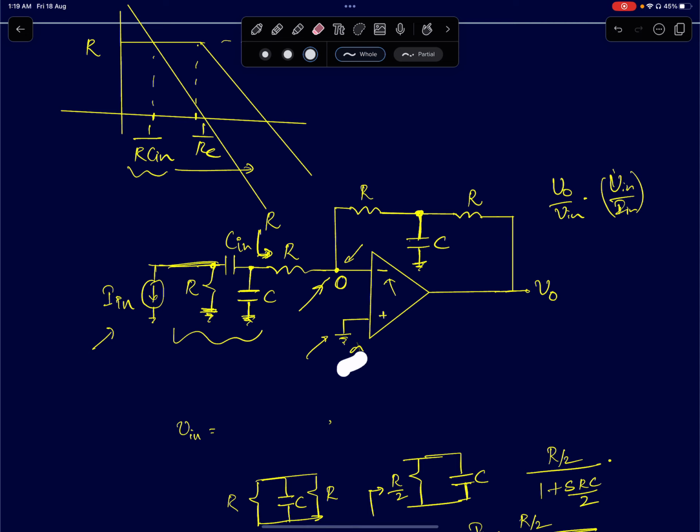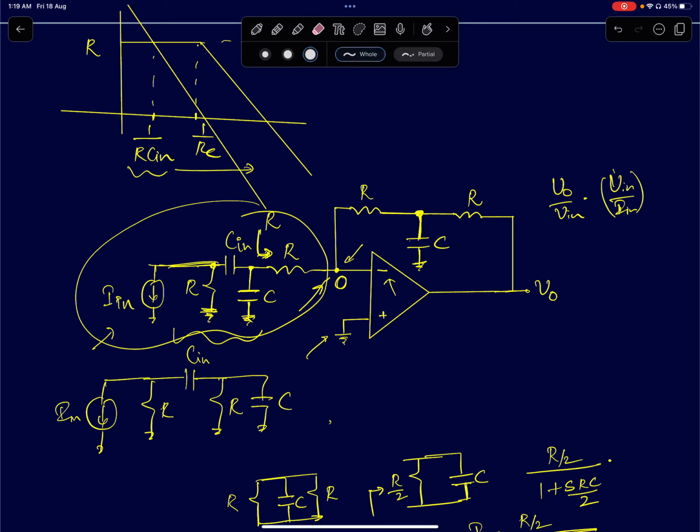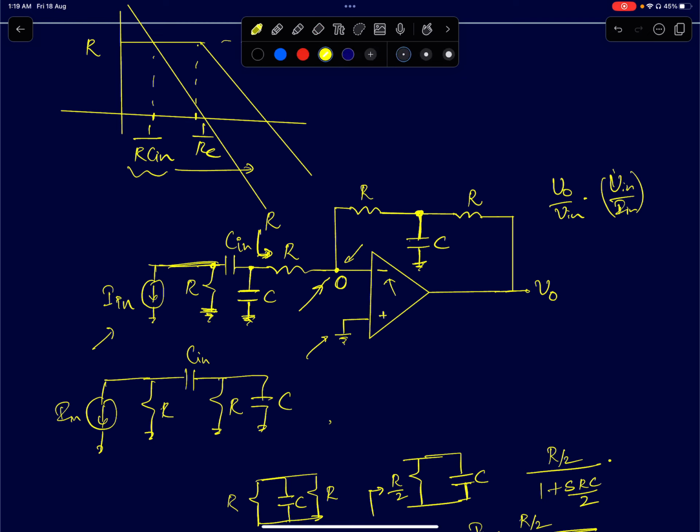So at the input port, I'm drawing the input port, the circuit reduces to something like this. You have a current source In, a resistor R, and you have another network, R and C in parallel. There is a capacitance Cin in series with this. Now in the question I said assume Cin to be much greater than C. So you can do the analysis. I'll very briefly explain it now, but you can do it.